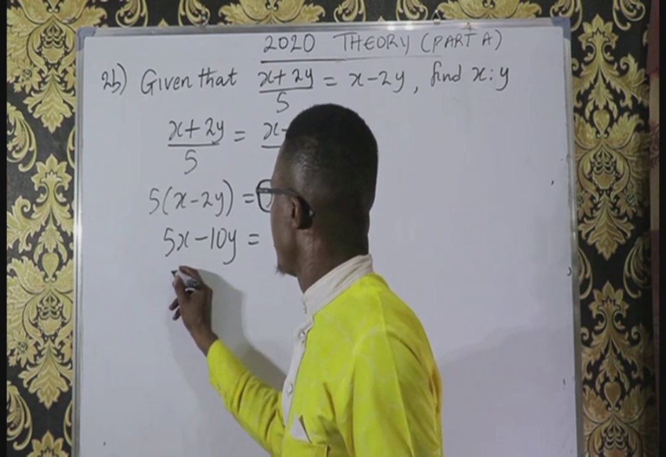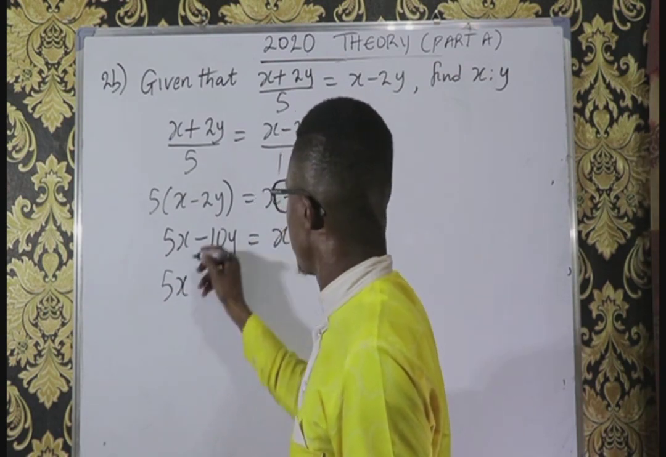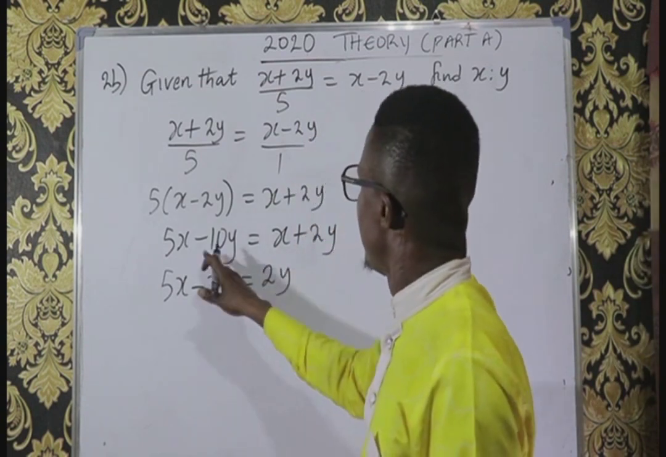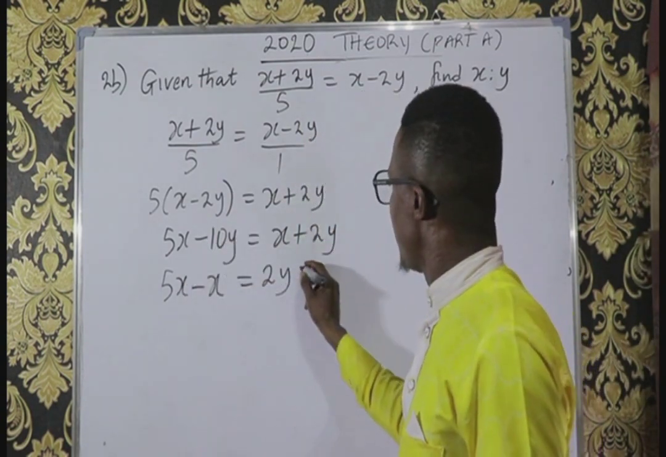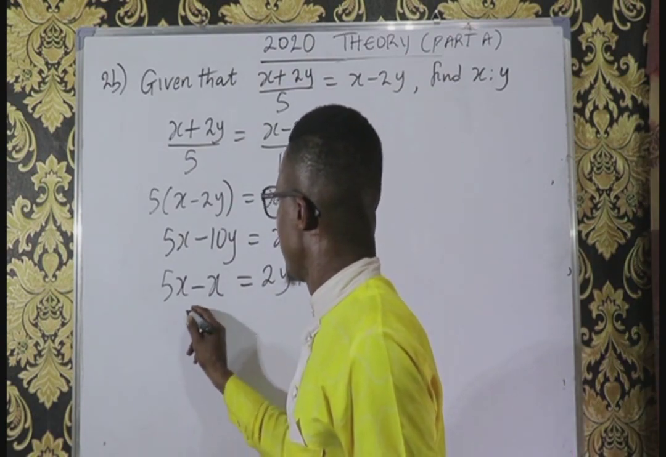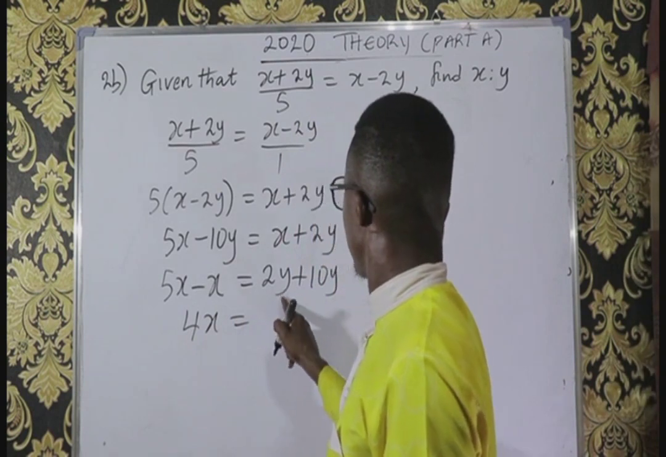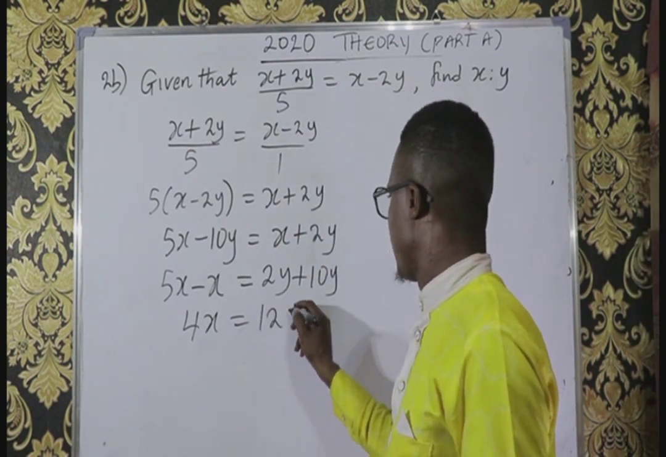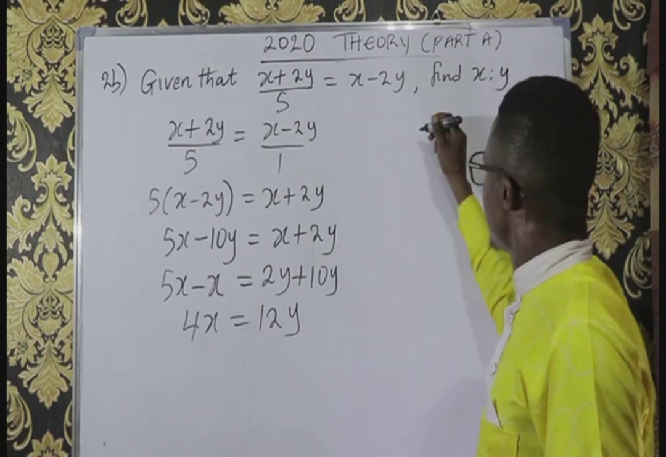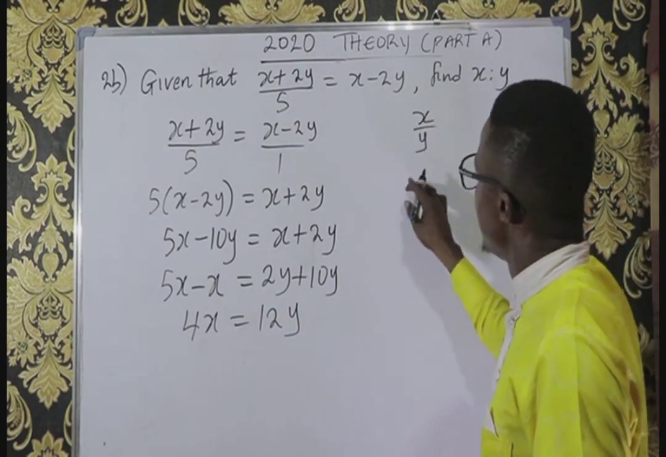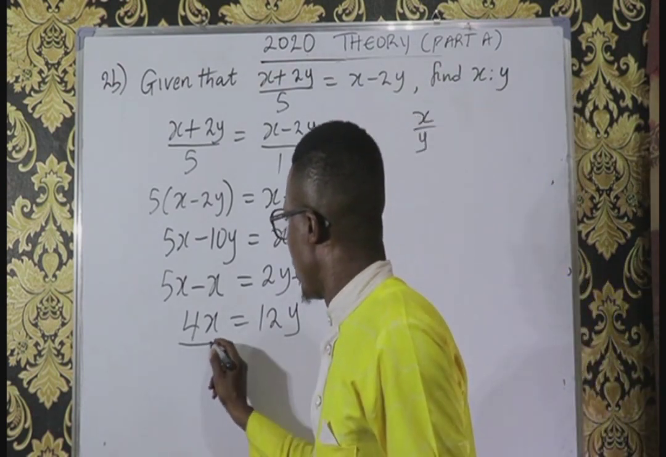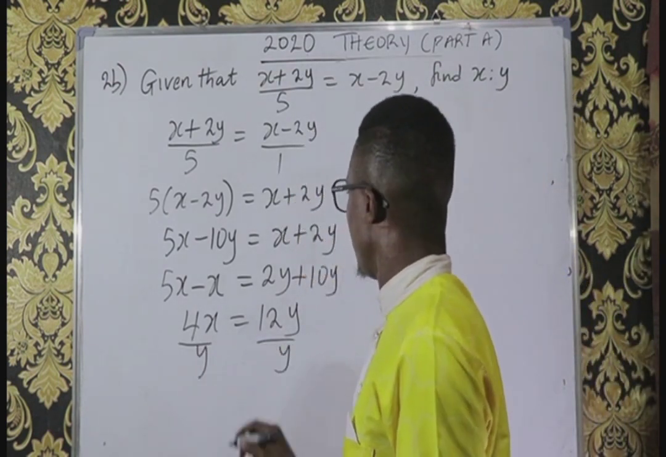Now collect like terms. We have 5x. X crossing over is minus x equals, here we have 2y. Let's minus 10y come over here. It becomes plus 10y. 5x minus x is 4x. 2y plus 10y is 12y. Now we are asked to get x is to y. X is to y is the same thing as x over y, which means we are dividing by y. Y is down here. Therefore, divide both sides by y.